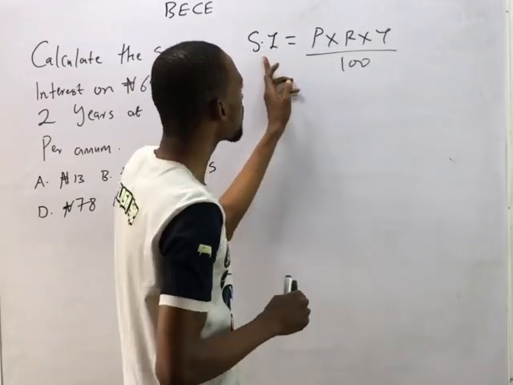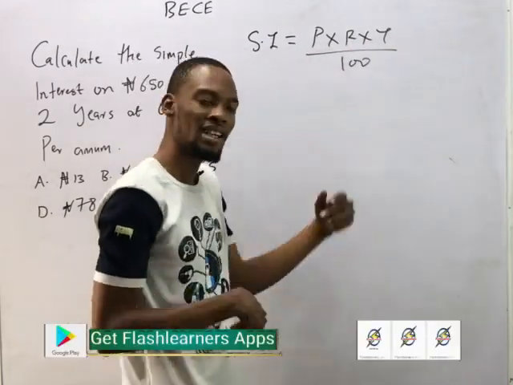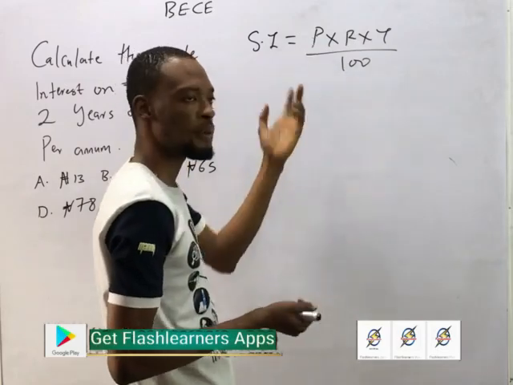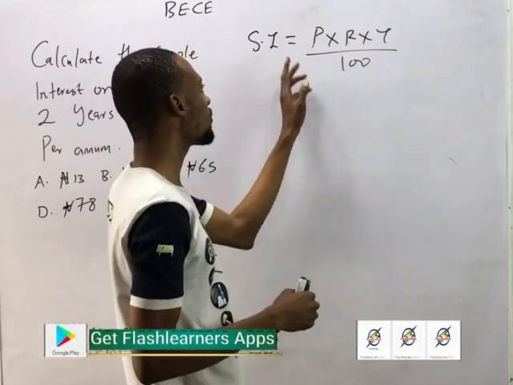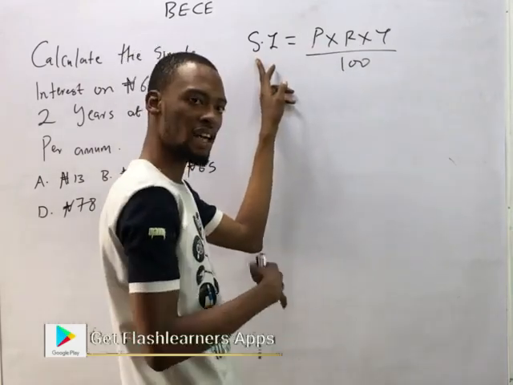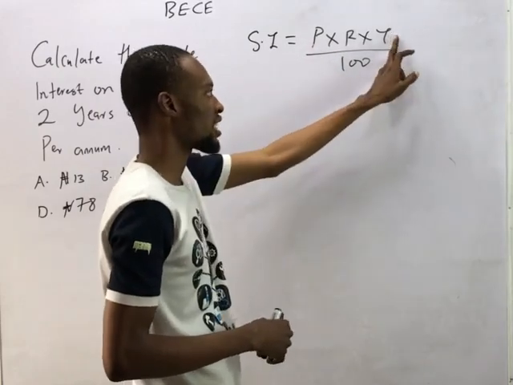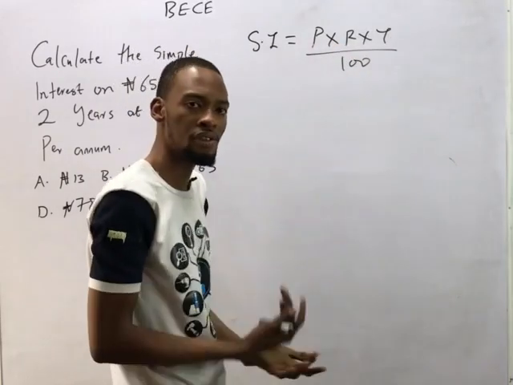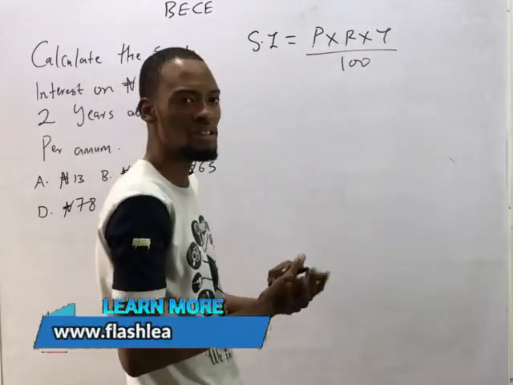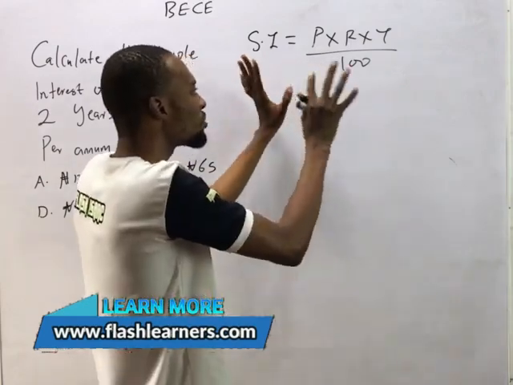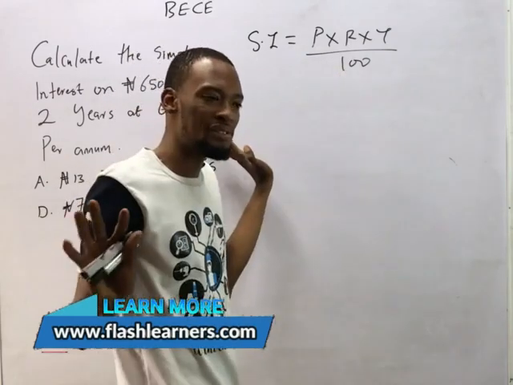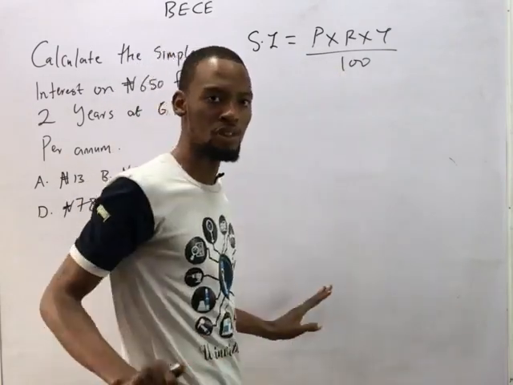Sometimes you'll be given the simple interest, time, and rate, and asked to look for the principal. Sometimes you'll be given the simple interest amount, the principal and time, and asked to look for rate. So whatever you are looking for, you just need to substitute the values you are given. That's all in simple interest.